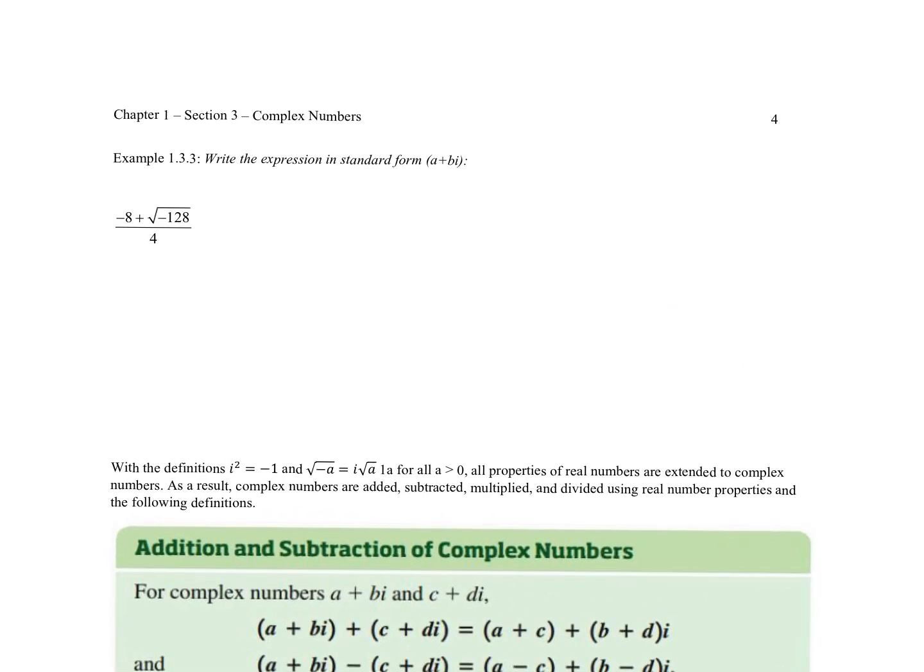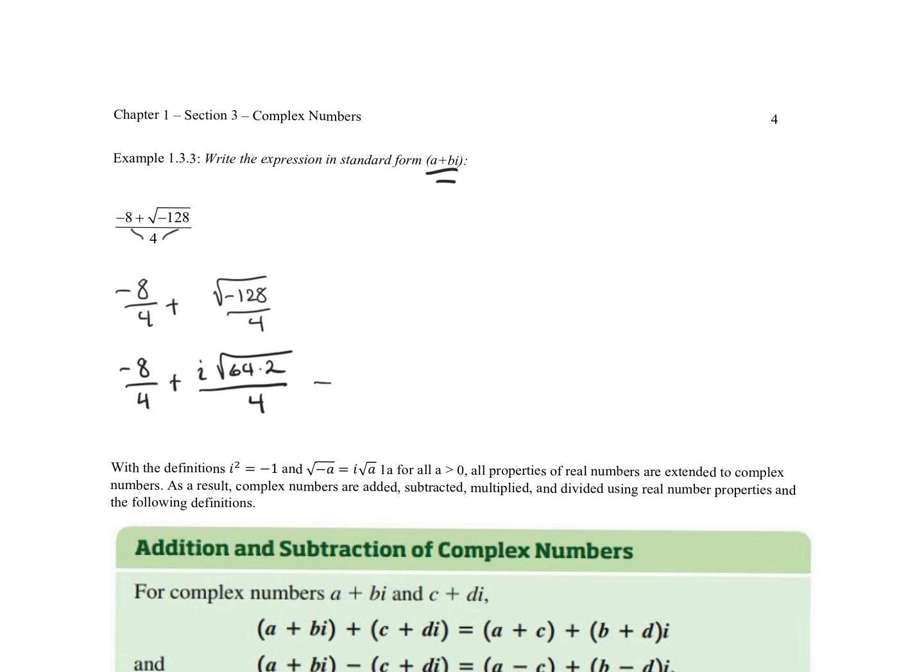So let's rewrite this given problem in standard form. Remember, standard form is this a plus bi form. So to get there, I'm going to break the fraction apart. They both have to get divided by 4. So I get -8 over 4 plus square root of negative 128 over 4. I can't leave the negative there, so let's write this again. Negative 8 over 4 plus, gotta pull the i out, and 128 can be called 64 times 2, over 4.